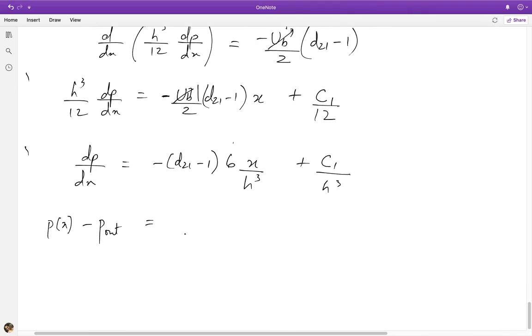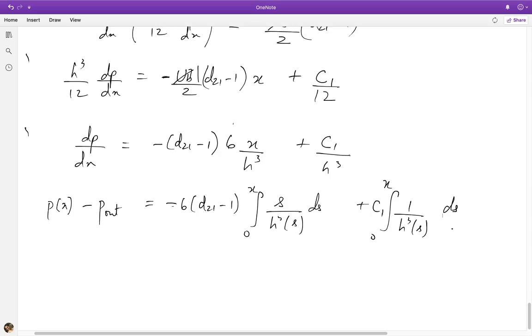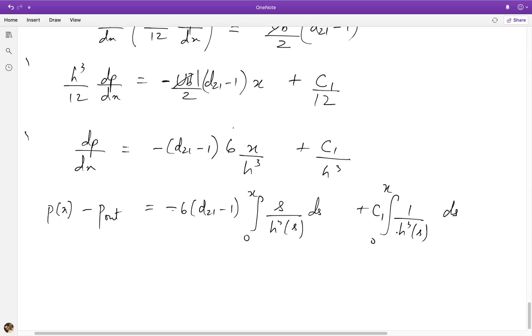And this must be equal to minus 6 times d21 minus 1. So d21 minus 1 is positive because in our case we're saying d21 is greater than 1. And then I have integration from 0 to some position x, of s by h cube of s ds, plus integral again 0 to x, the constant c1 times 1 upon h cube of s ds. Great. So far this is my equation for pressure.